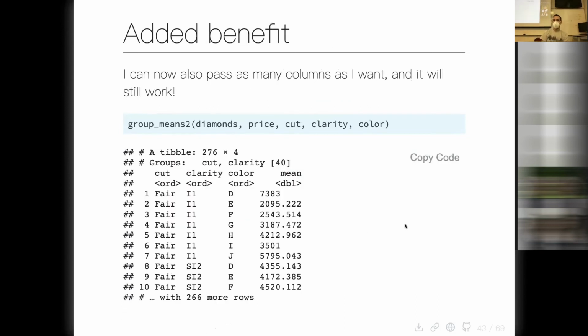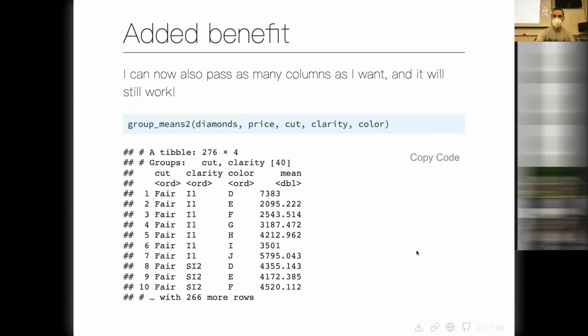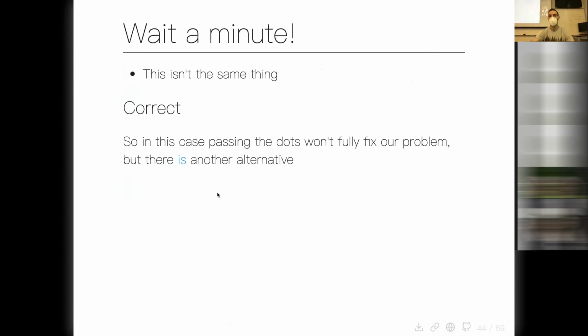An added benefit of this is that now I can pass as many as I want to. It doesn't have to just be 2, and it will group by all of those when it computes the mean. However, you might be looking at this and thinking, well, that's not the same thing as before, right? Because I was doing a crosstab sort of thing. Now this is just the means, and that's correct. So in this case, passing the dots will not actually fully fix our problem if that is what we want. If we actually want that crosstab sort of thing, passing the dots isn't going to help us.